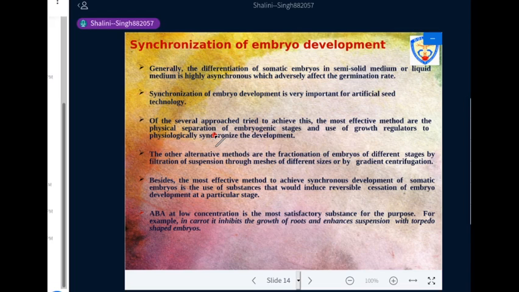The other alternative methods are the fractionation of embryos of different stages by filtration of suspension through mesh of different sizes or by gradient centrifugation. Besides, the most effective method to achieve synchronous development of somatic embryos is the use of substances that would induce reversible cessation of embryo development at a particular stage. ABA at low concentration is the most satisfactory substance for this purpose. For example, in carrot, it inhibits the growth of roots and enhances suspension with torpedo-shaped embryos.